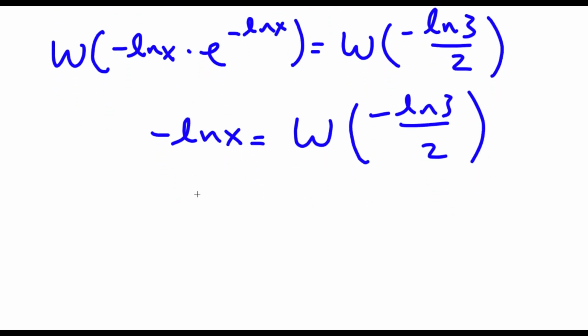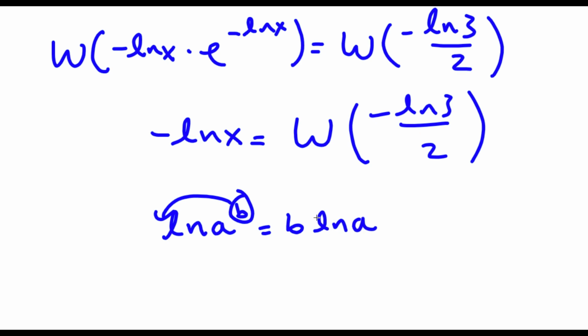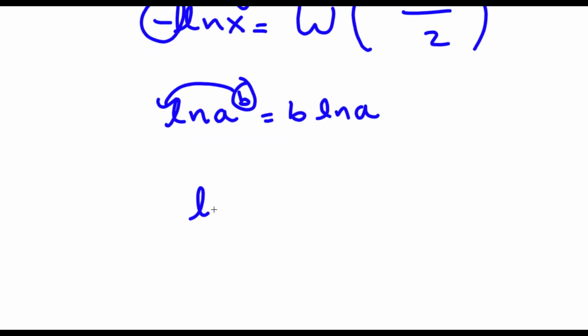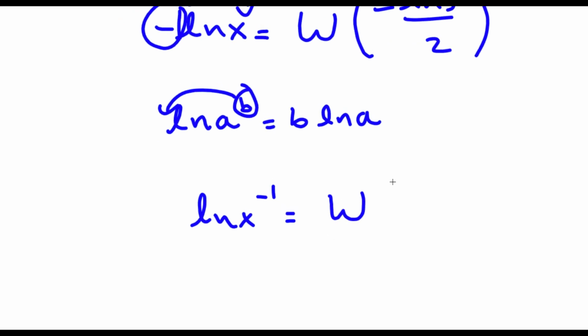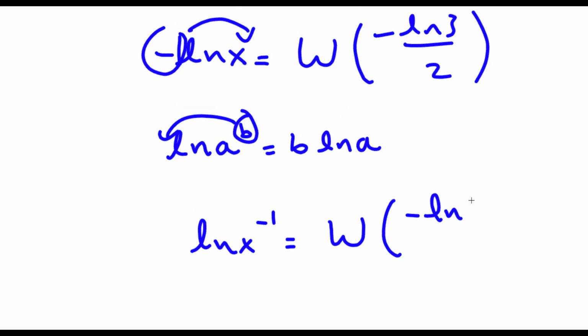Now, remember the property that if I have something in the form ln a to the power of b, this is equal to b times ln a. So now I'm actually going to reverse this property, and in this case I have negative 1 times ln x, and I'm going to move this negative 1 to the front again. So now I have ln x to the power of negative 1 is equal to W of negative ln 3 over 2.